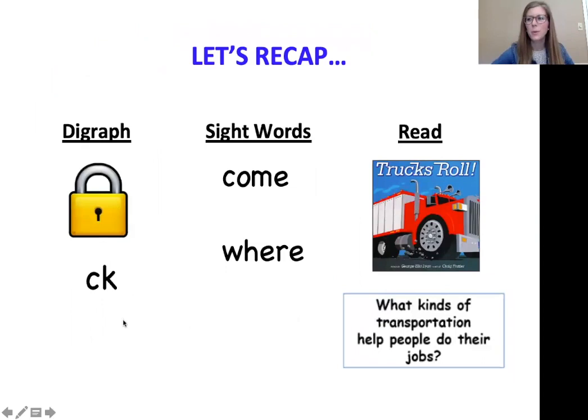So let's review what we've done today. Today we've talked about the digraph CK, lock, k. We talked about the words come and where. We read the second part of our story, Truck's Role, to help us develop our understanding of what kinds of transportation help people do their jobs.